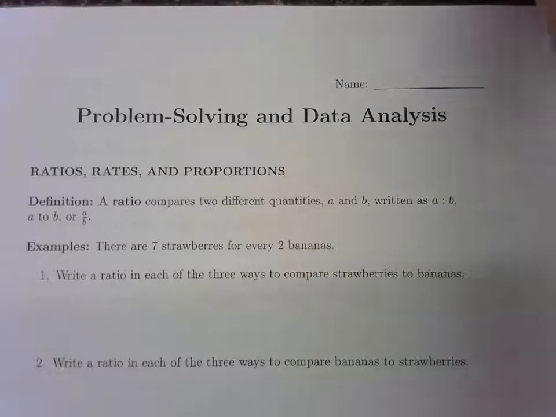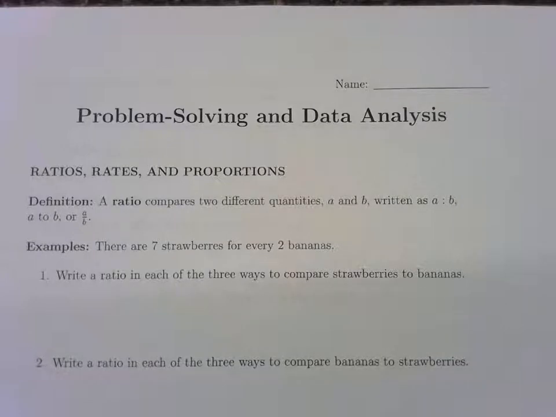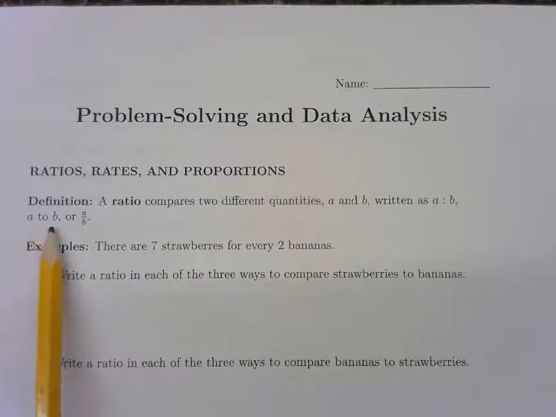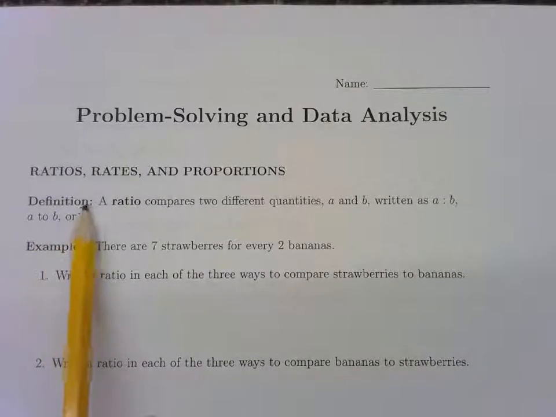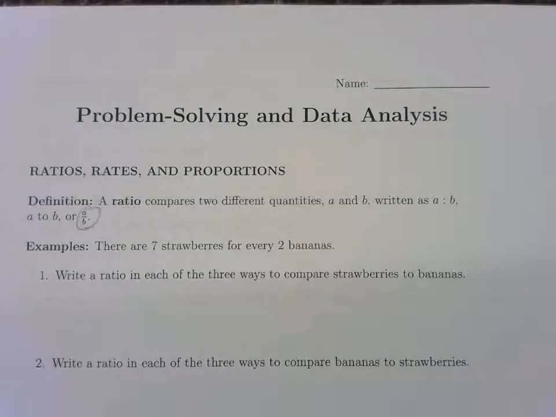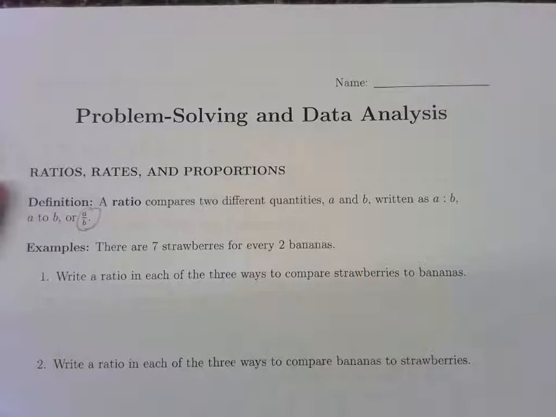Okay, definition: a ratio compares two different quantities, A and B, written as A colon B. You can actually write A to B or A over B. I'll almost always use the fraction. I think that's easiest to work with. Okay, so it says there are 7 strawberries for every 2 bananas. Write a ratio in each of the 3 ways to compare strawberries to bananas.